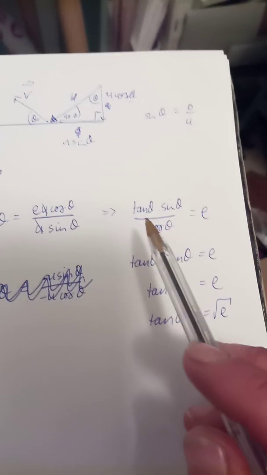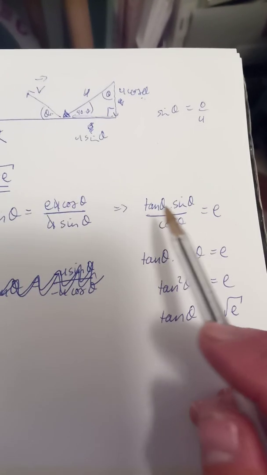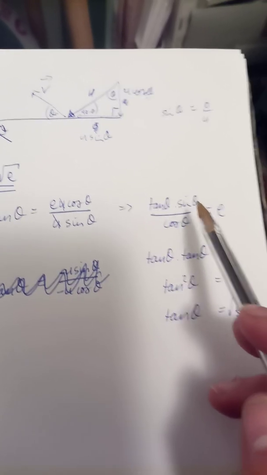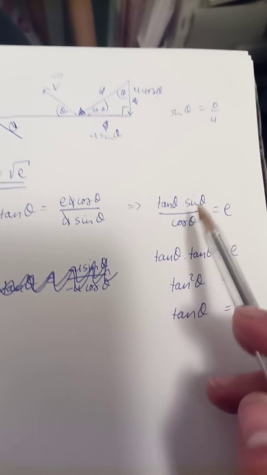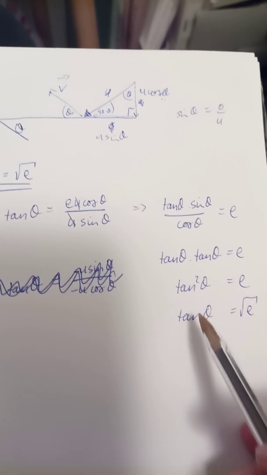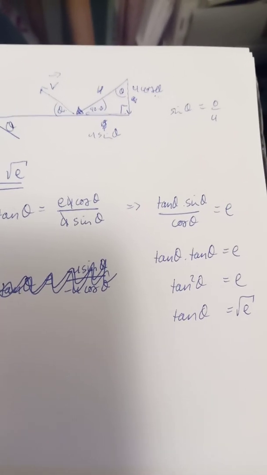When I rearrange that, I get e on its own is tan theta times sine theta over cos theta. And sine theta divided by cos theta is tan theta. That's in the log tables. So we have tan theta times tan theta, which is tan squared theta. Get the square root of both sides: tan theta is equal to root e.